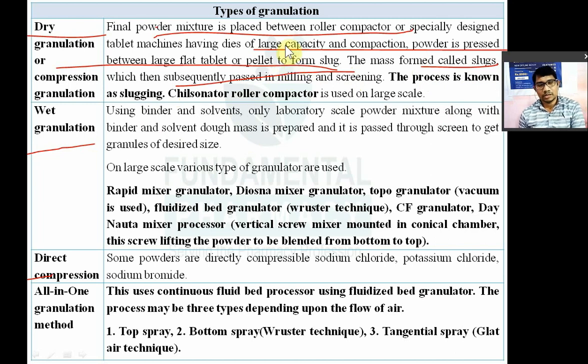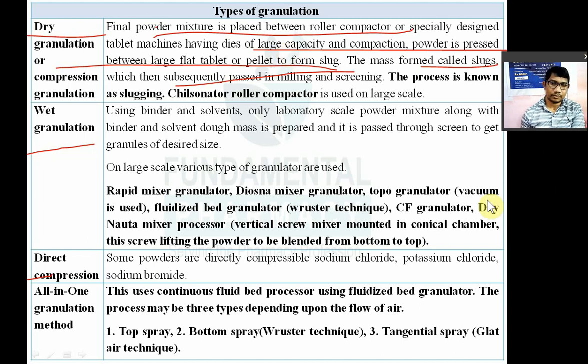Slugging means what? Making of large sized tablets or large sized flakes from a dry mixture, known as a slug. Making is known as slugging. The breakdown of that large sized tablet, slug or flakes is known as deslugging. So slugging and deslugging, that process occurs in dry granulation. A question has come on this as well.